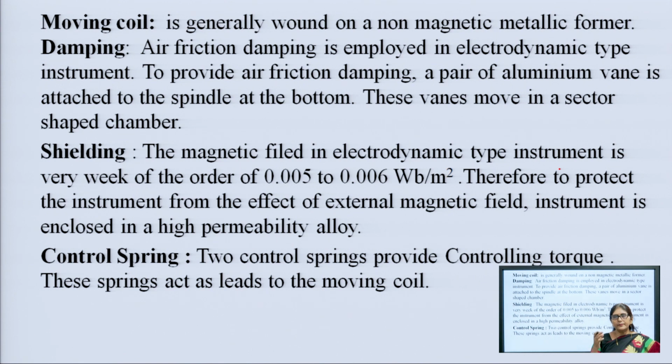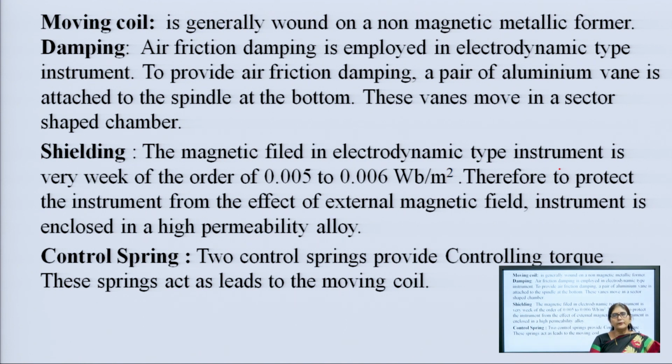Then next is control. We know that if small power is applied and if there is no controlling torque developed in the instrument, then the needle will not show the exact value of the power. If a small power is applied, then it will give the full scale deflection. So, to give the deflection proportional to the wattage, control torque is required. In this instrument the control torque is provided by the control springs.